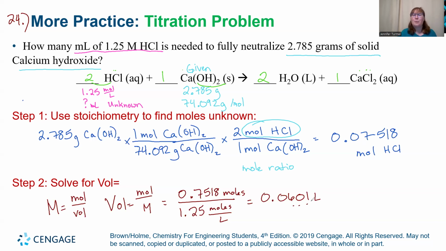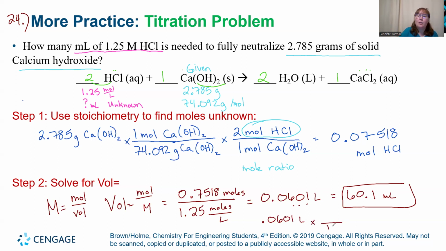But we can't measure 0.0601 liters. So that means that we need to convert that to 60.1 milliliters. The way that I did that is to take 0.0601 liters and 1 liter on the bottom and 1,000 milliliters on the top for our conversion. And that will get me 60.1. Excellent. That concludes this chapter, and I will see you in class.